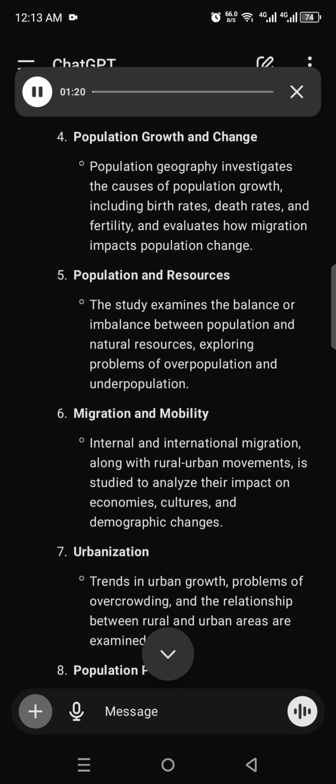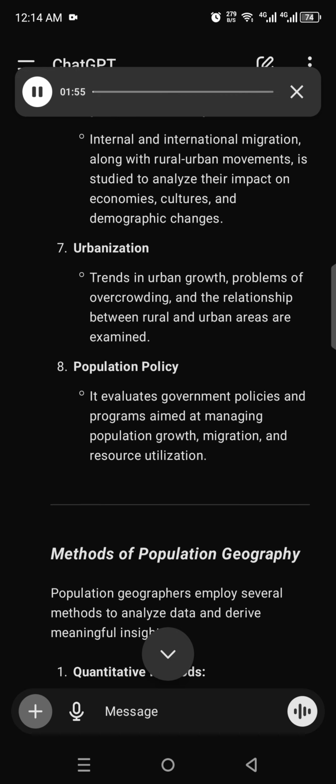5. Population and resources. The study examines the balance or imbalance between population and natural resources, exploring problems of overpopulation and underpopulation. 6. Migration and mobility. Internal and international migration, along with rural-urban movements, is studied to analyze their impact on economies, cultures, and demographic changes. 7. Urbanization. Trends in urban growth, problems of overcrowding, and the relationship between rural and urban areas are examined. 8. Population policy. It evaluates government policies and programs aimed at managing population growth, migration, and resource utilization.